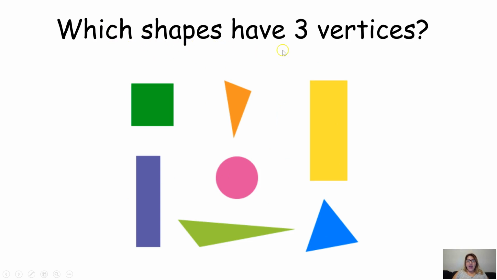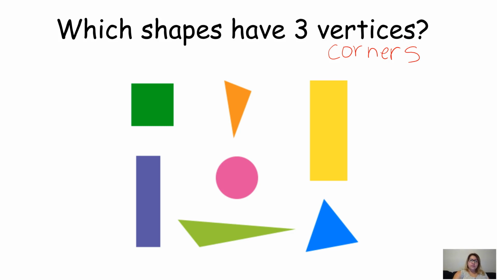Which shapes have 3 vertices? And remember, when we're referring to the word vertices, it's also corners. Okay, so whenever you hear vertices or whenever you hear corners, we're referring to the same thing.